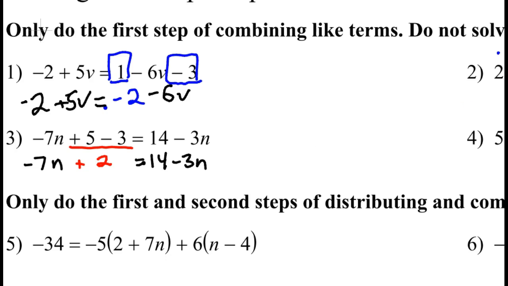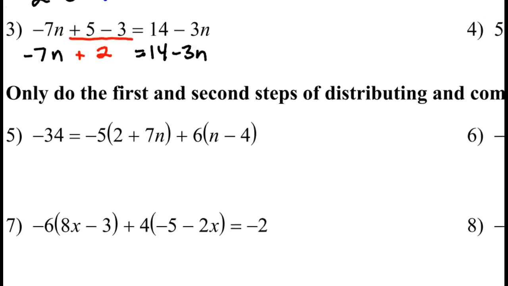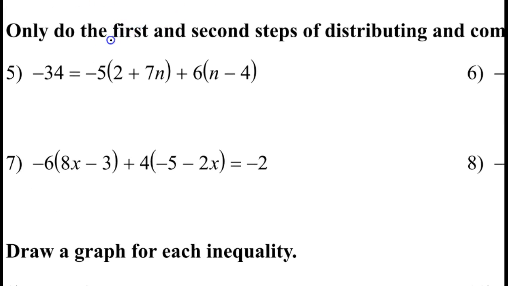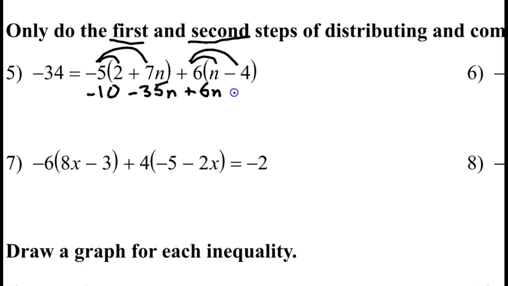Okay. Go down to number, let's say, 5. Now this one says do the first and second steps. So we're going to distribute -5 times 2, -5 times 7n, -6 times n, 6 times -4. Do all that first, write it out, and then go ahead and combine the like terms once again. And on the left-hand side, you just bring that down.